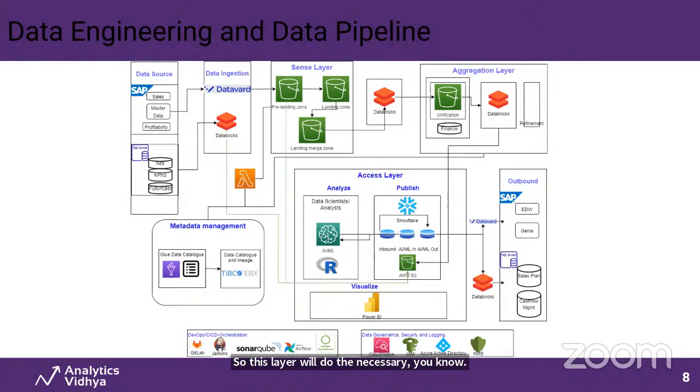So this layer will do the necessary security. Our team will only have read access, or whatever kind of access level we get, to process the data from our unification layer or the aggregation layer. And further, we can also refine the data based on some more business logic. You might not need some data for other business use.